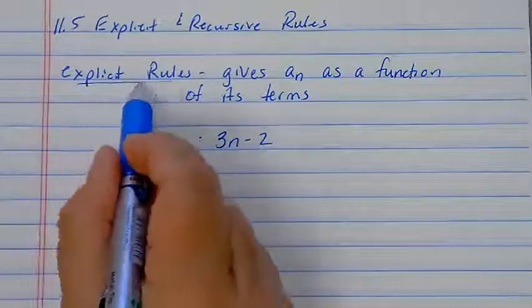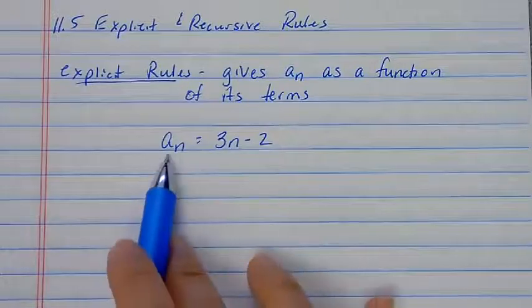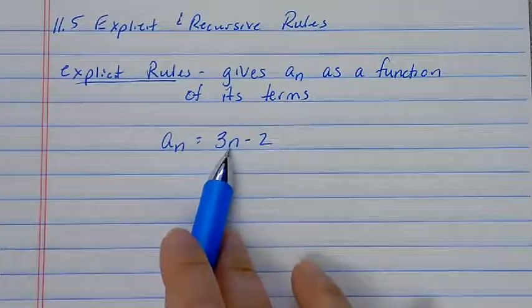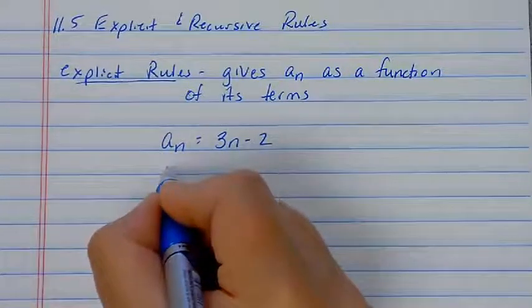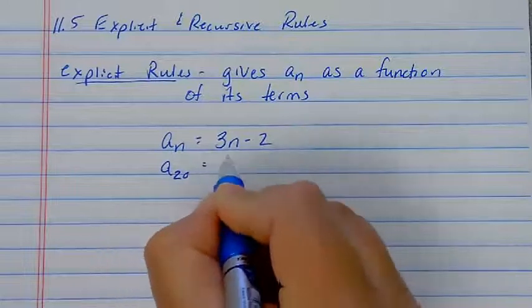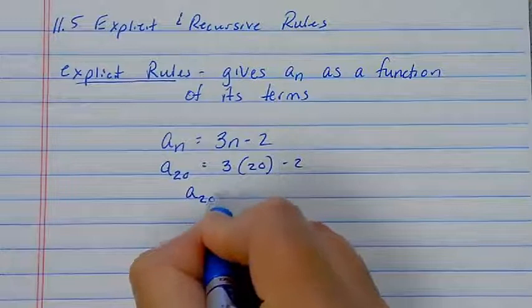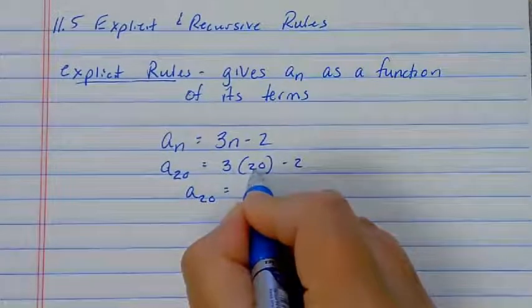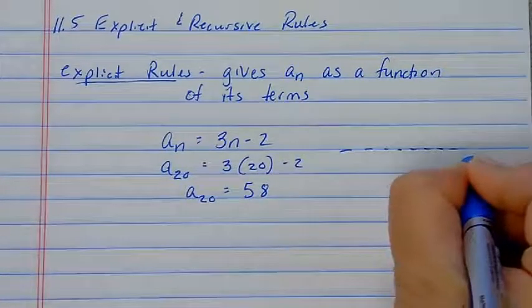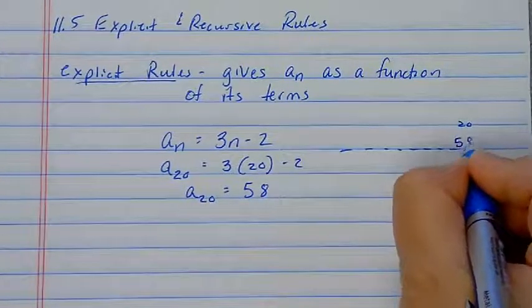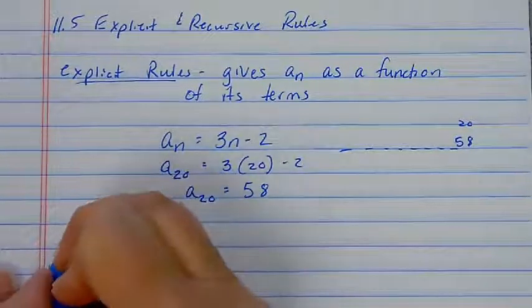An explicit rule gives a sub n as a function of its term. So this is an example of an explicit rule. If I know the term number, I can find whatever term I want. For instance, let's say I want to find a sub 20. Then I would simply put 20 in for n, and I would know that the 20th term is 3 times 20, which is 60, minus 2, which is 58. So if I wrote this out, I could go all the way over to term 20, and I would see the number 58.